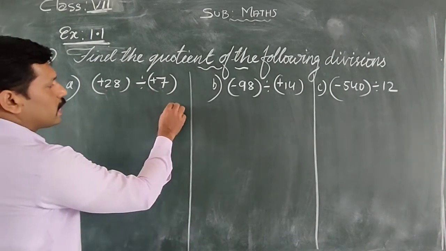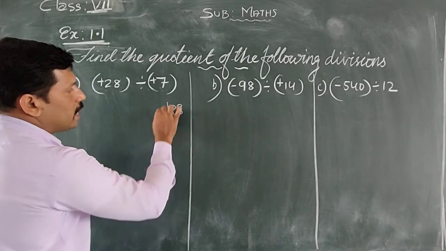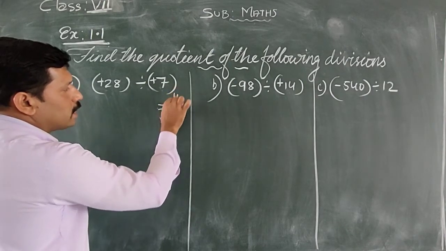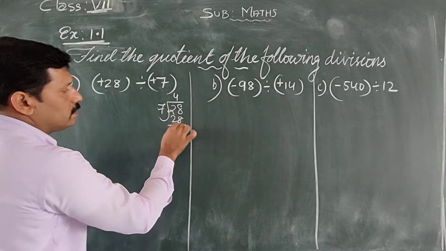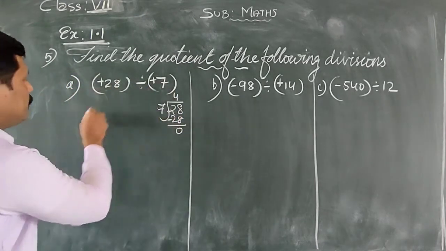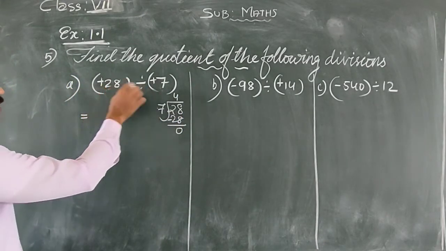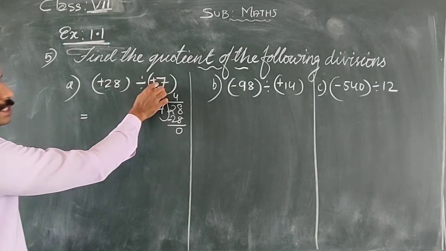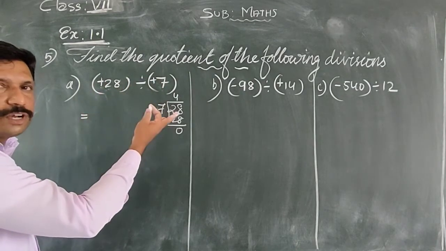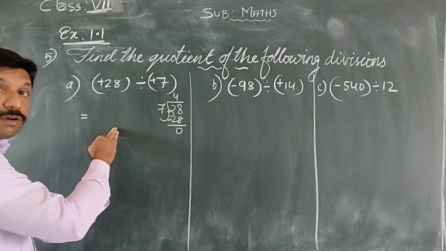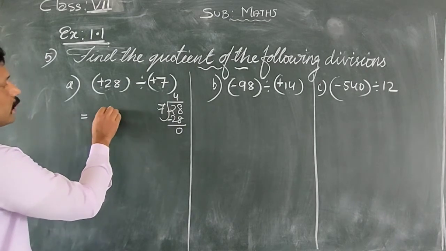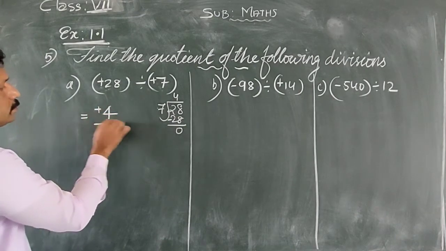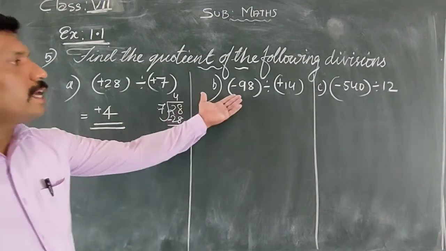If you have doubt, you can divide like this. 28 divided by 7, 7 fours are 28. Then 4. But which symbol will we write here? Both are positive numbers, and when we divide two positive numbers, the quotient also will be positive. Therefore, we write here positive 4. Okay, then we go to the next question.